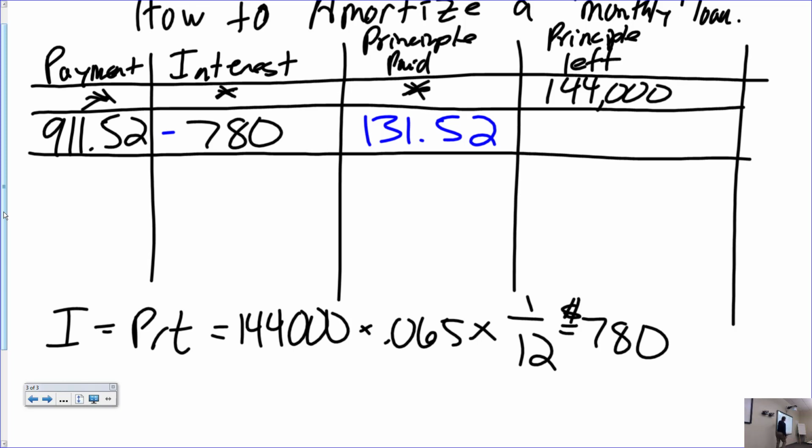So now, you paid this much on your house, so how much do you owe after you make this payment? 144,000 minus the 911.52? No, minus that. You don't get to subtract the whole thing. Remember, most of it had to go to interest.